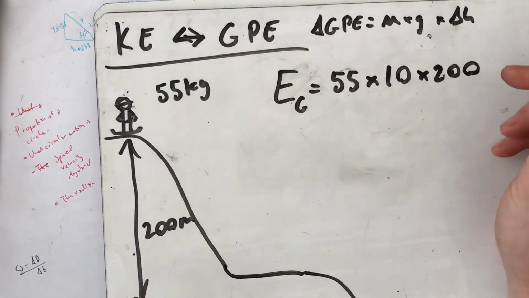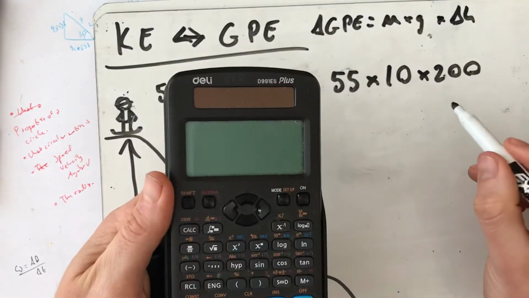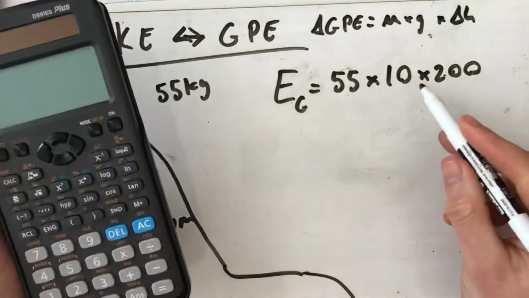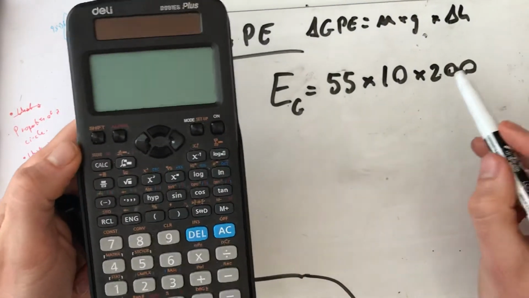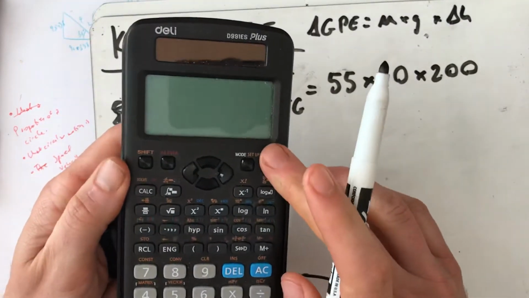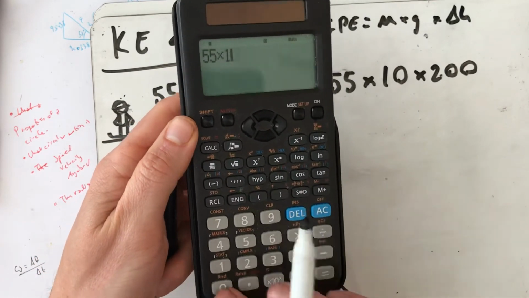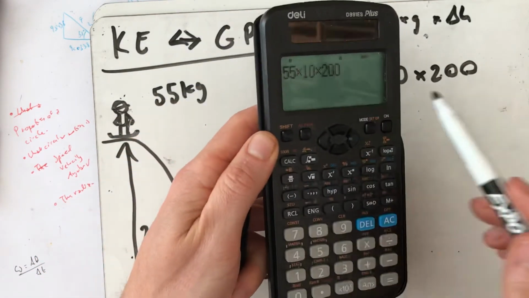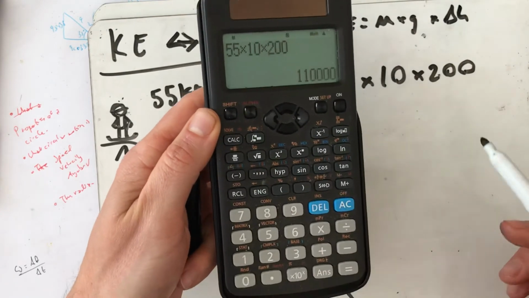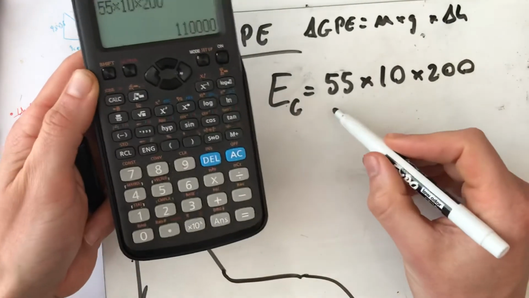Here's where you need to be careful, because you could do all this absolutely fine, but if you're not careful in using your calculator, you're going to get a mistake. What I would usually do is the multiply by 10 straight away, so I've got fewer calculations happening, and it's quite easy. Let's do 55 times 10 times 200. Check what it says on your screen is okay, hit equals, and make sure you didn't hit anything else by mistake. And what we get is 110,000.